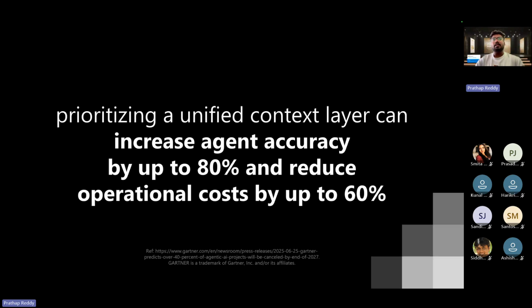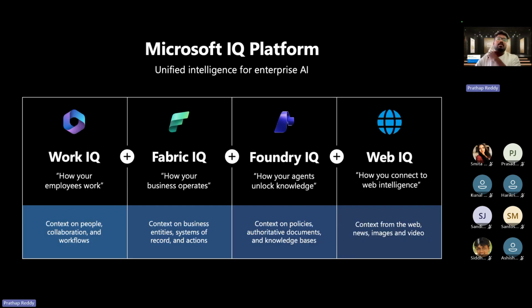It is one of the great things. Earlier, it took a lot of tokens and a lot of cost whenever we retrieved any information from a document or from particular databases. Once they launched this Microsoft IQ layer, it reduces a lot of cost as well. And yeah, this is the major thing we can discuss in today's session.